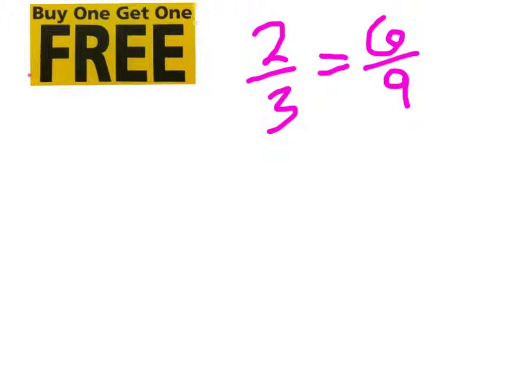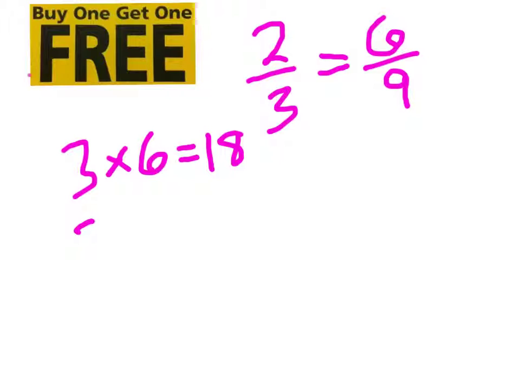We will cross multiply to double check. So 3 times 6 is 18, and 2 times 9 is 18. The numbers are the same, so it is a proportion.